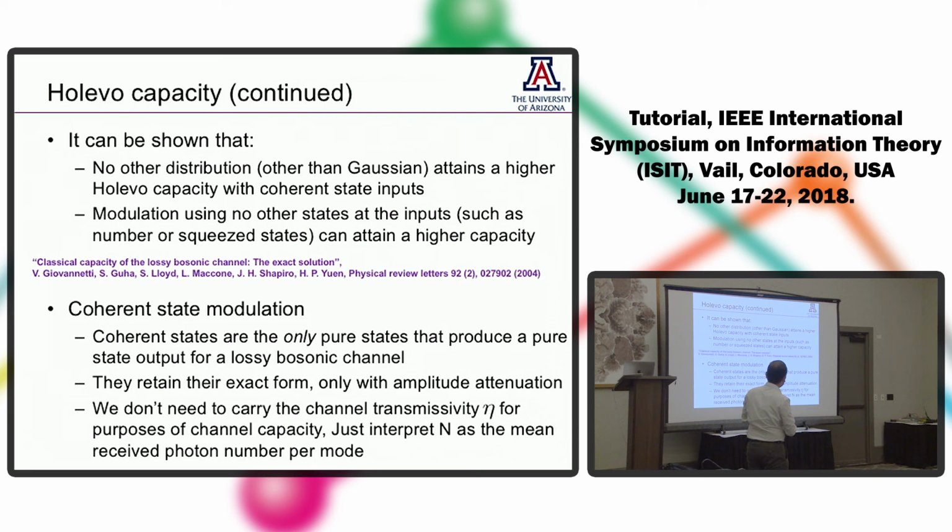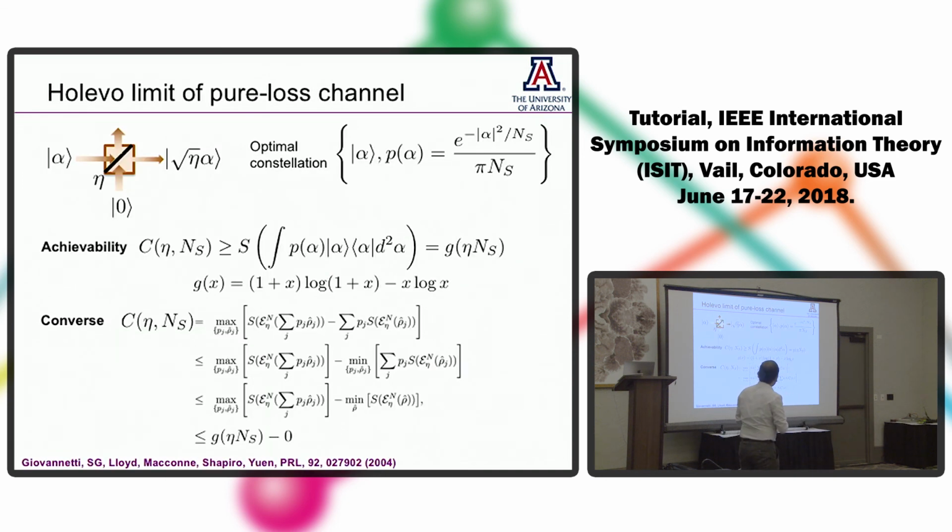Coherent states are the only pure states that remain pure at the output of a lossy bosonic channel, and they only go through this attenuation in the amplitude. So this is why the fact that we have been working with an identity channel, with n being the mean photon number at the output, is justified, because we were in effect including any loss in the channel, as we were just talking about the mean photon number at the output. The proof of why coherent state transmission is optimal was done in this paper.